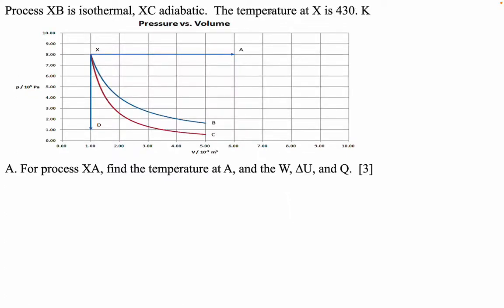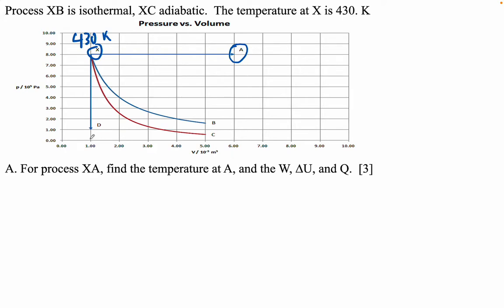Okay, so let's see. We know all this stuff. The temperature at X is 430, right? Kelvins, right? Make sure it's kelvins. And then we're looking at this process here from X to A, okay? So find the temperature at A, right? Now there's two ways to do this.